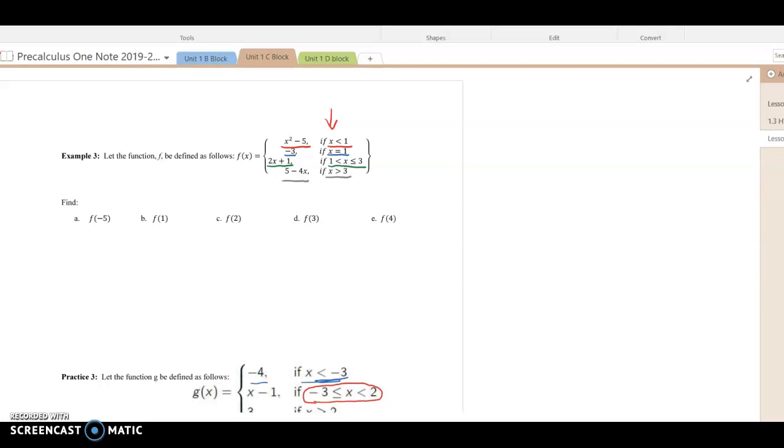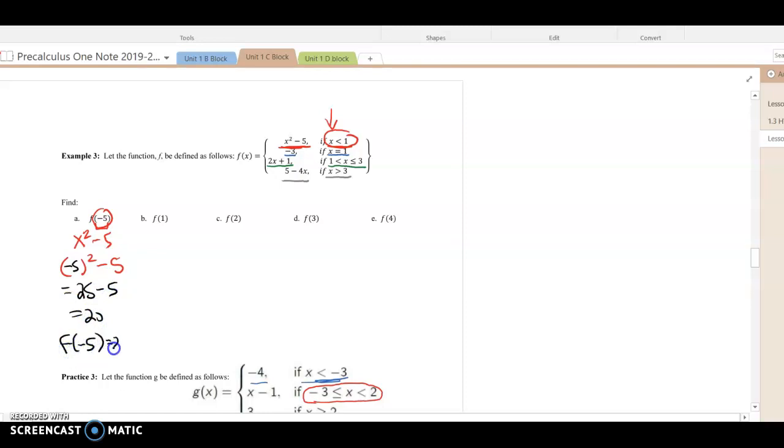So let's look at finding f of negative 5. Negative 5 is less than 1, so we're going to use this function, x squared minus 5. So the rule says you take something, you square it, and you subtract 5. That something in this case is negative 5. So negative 5 squared is 25 minus 5, which is 20. So f of negative 5 is 20. Now we're going to do f of 1. Now 1 means we're going to follow this domain. So that means our answer is negative 3. So f of 1 is negative 3.